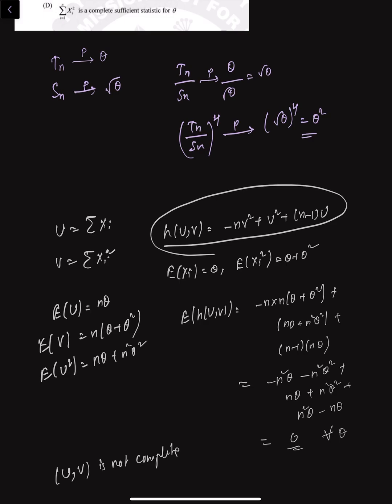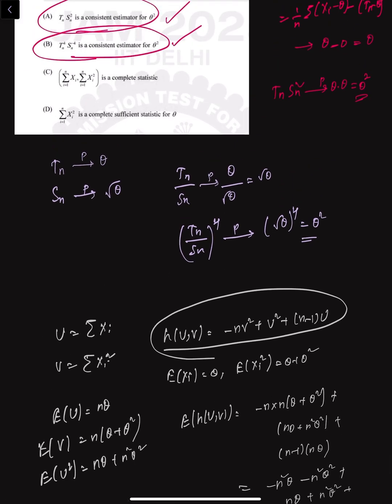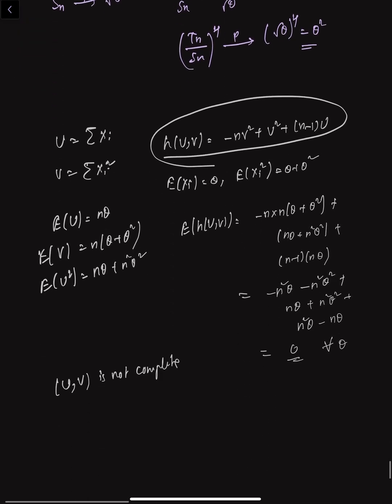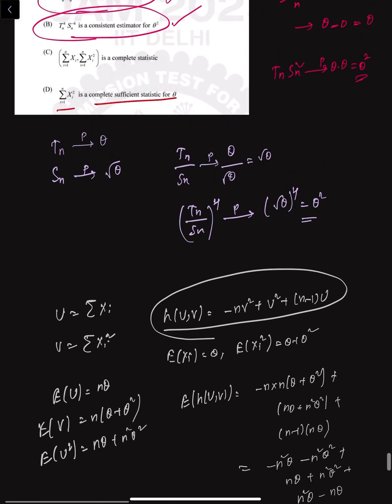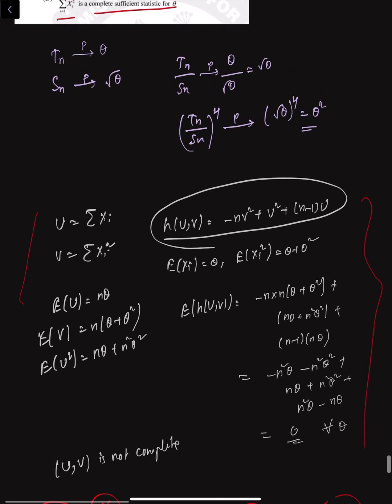Now if we consider the fourth option, they are saying that summation xi square is a complete sufficient statistic. If we consider summation xi square, this alone is not sufficient because the joint density depends on summation xi as well as summation xi square. So dropping summation xi loses information. So even if it were sufficient, completeness would fail for the same reason as shown here.